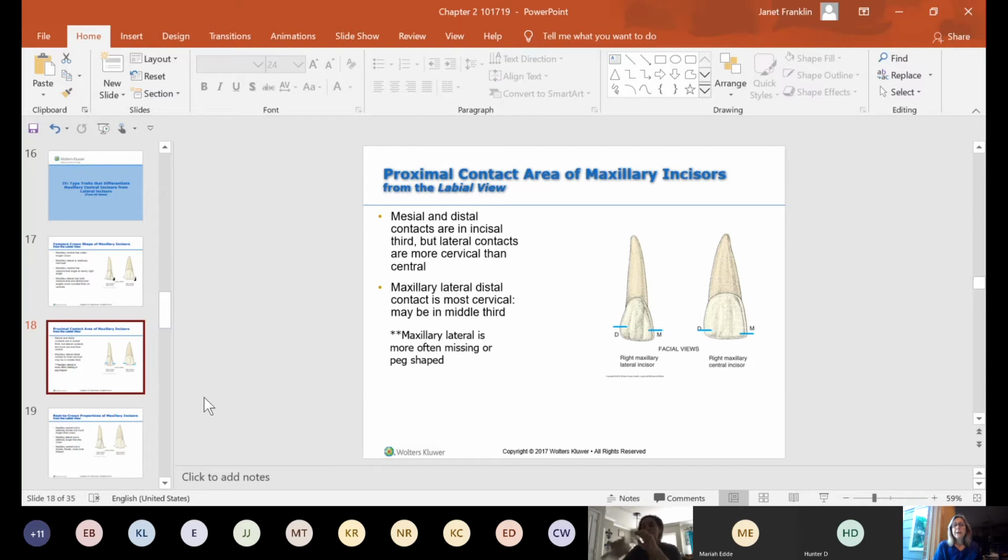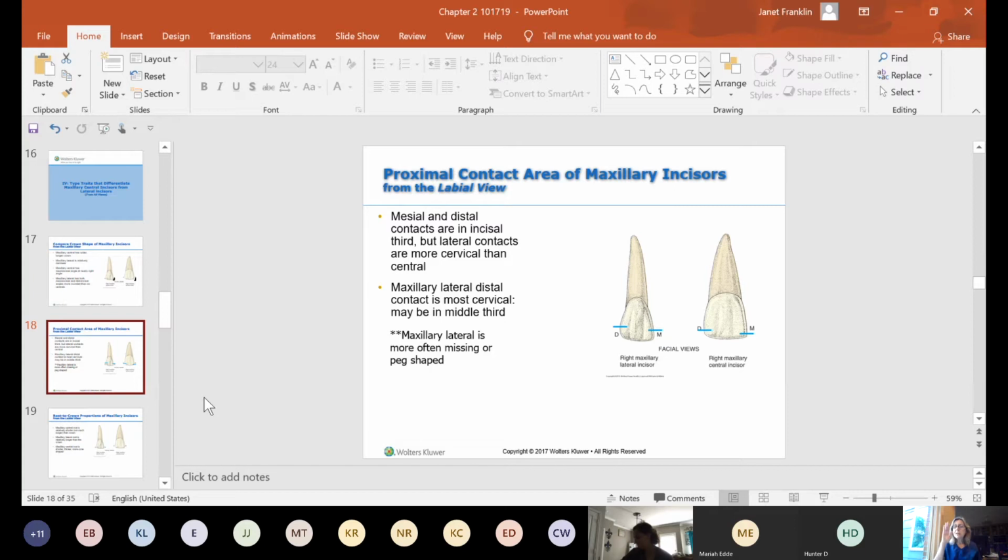The proximal contact area of the maxillary incisors from the labial view. So we're looking straight at your teeth and we're going to look at the contact areas. The mesial and the distal contacts are in the incisal third. If you took your tooth and made horizontal lines and divided the tooth crown, not the whole tooth, just the crown, into thirds, you would have an incisal third, a middle third, and a cervical third. The area closest to the gum line would be your cervical third, the middle area would be your middle third, and the area closer to the incisal edge is the incisal third.